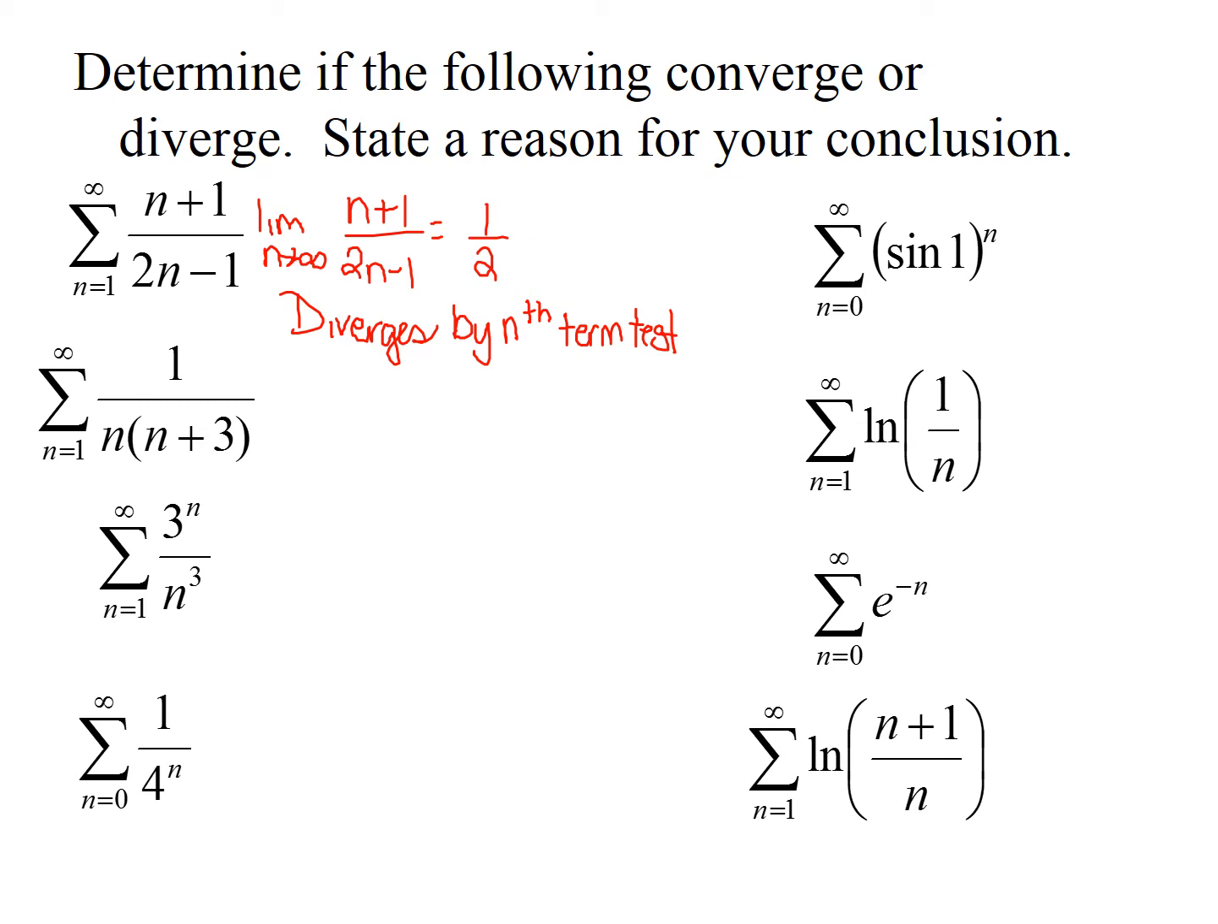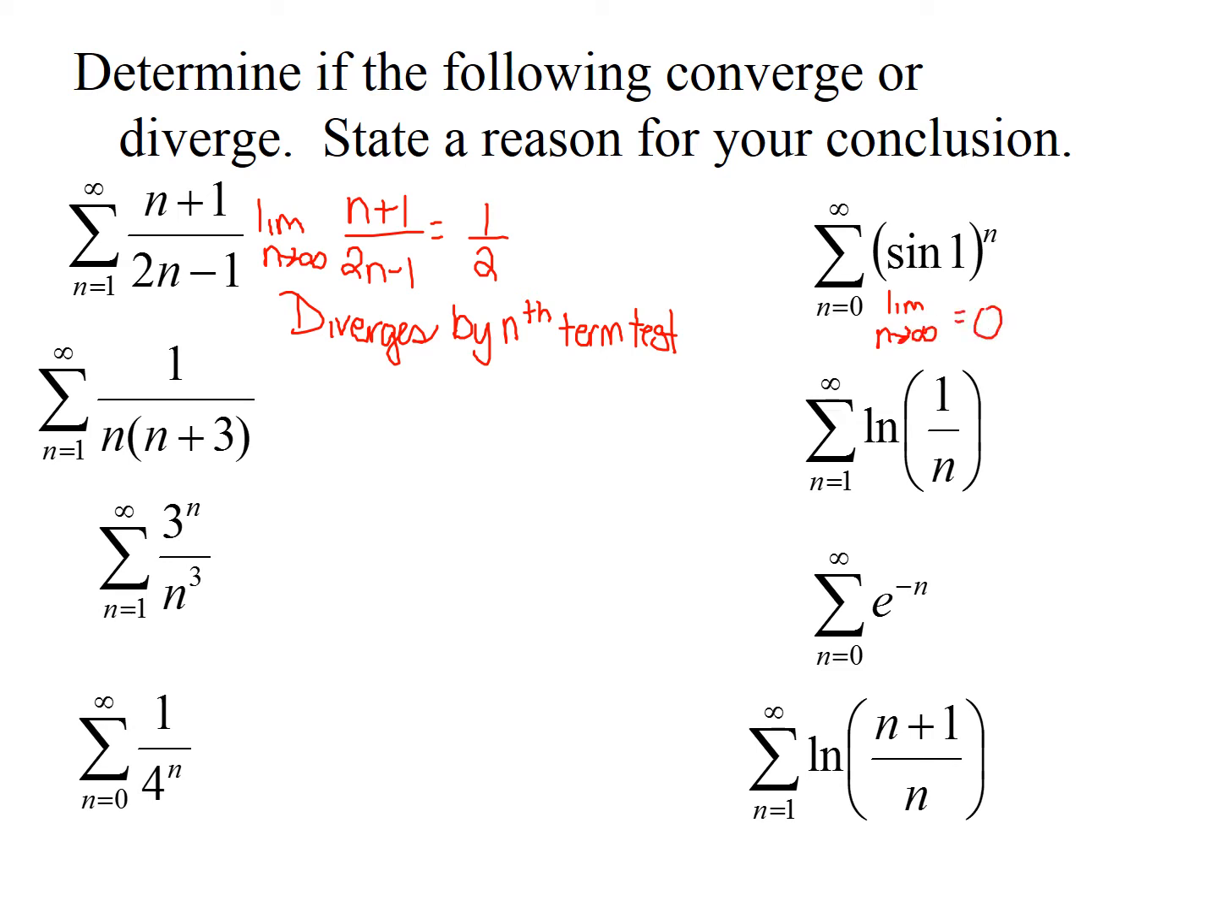In this example, we have the sine of 1 raised to the nth power. Well, we have to decide what is the sine of 1. I don't know the exact value for it, but I know that it's less than 1. So I have some number less than 1 raised to the nth power. What will that do? If I have a fraction raised to the nth power, the limit as n approaches infinity is equal to 0.